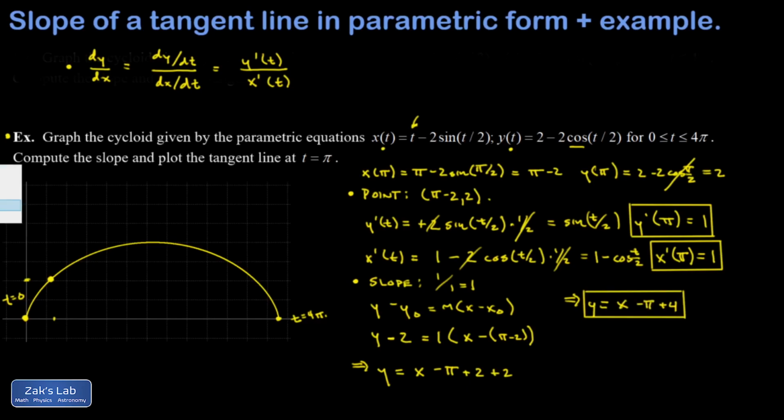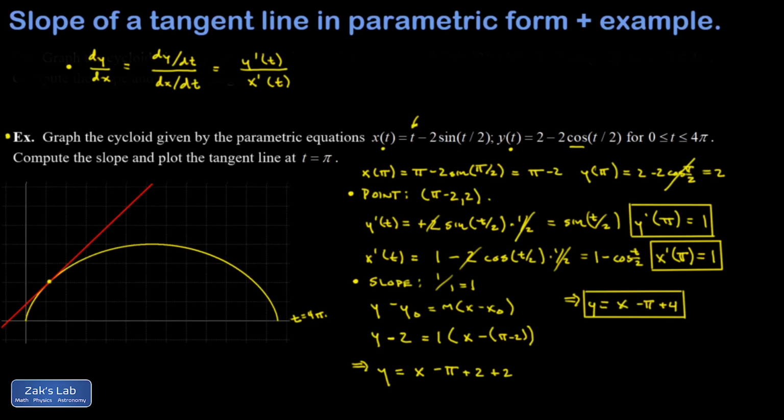And finally, we plot the tangent line together with the cycloid curve. And the plot looks pretty convincing that this is actually the tangent line at the point of interest.